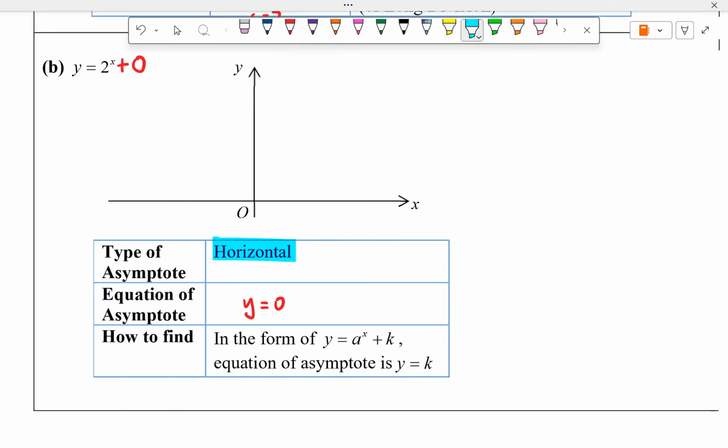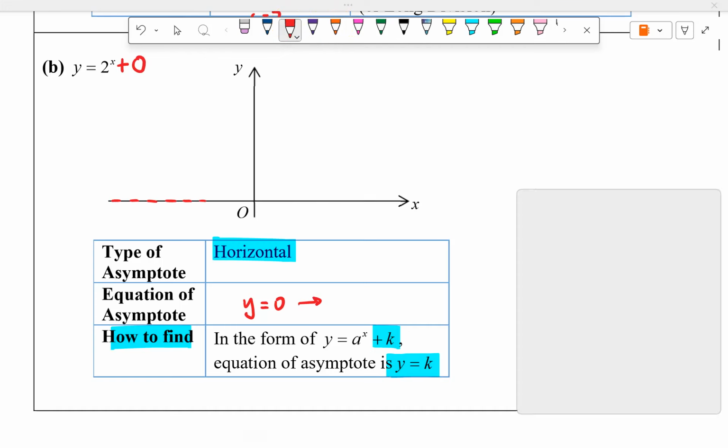Over here, I also help you to indicate how to find the equation of the horizontal asymptote. In the form of the exponential graph, y equals a to the power of x plus k, this k will give you the equation of the horizontal asymptote at y equals k. So y equals k, y equals 0. Y equals 0 is actually the x-axis, so you don't have to draw a dotted line if it's on the axis. It's not necessary. You just need to label and tell the examiner you know that there's a horizontal asymptote on the x-axis, y equals 0. Okay, so asymptote is done.